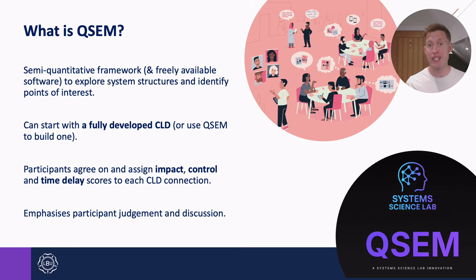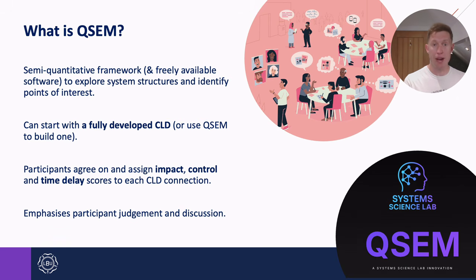Now, many of you, particularly if you're working within a public health domain though, you might have access to a good quality causal loop diagram already that you can use as your starting point. Now, the main requirement and request of stakeholders when using QSEM is that you get the group to agree on and assign impact, control, and time delay scores for each of the connections within a causal loop diagram.